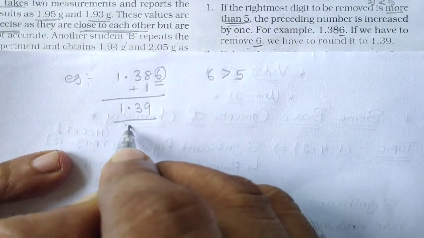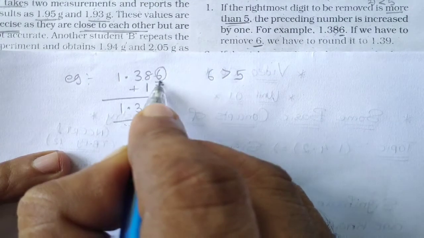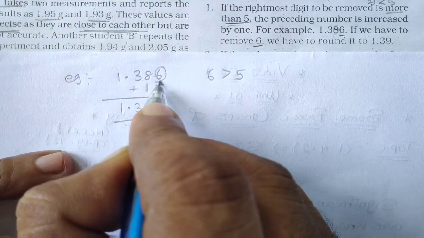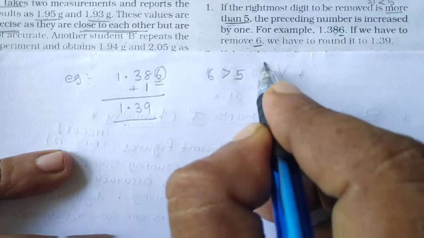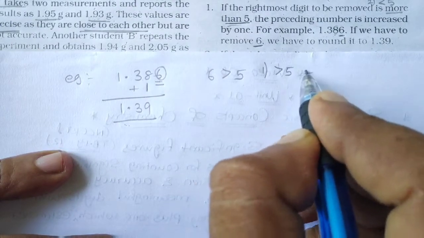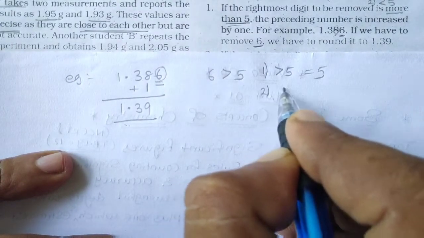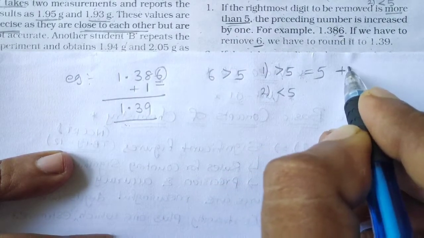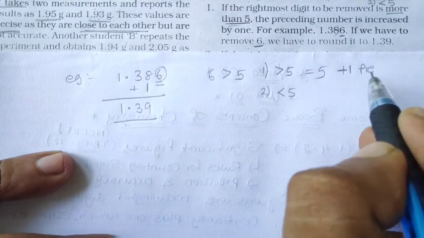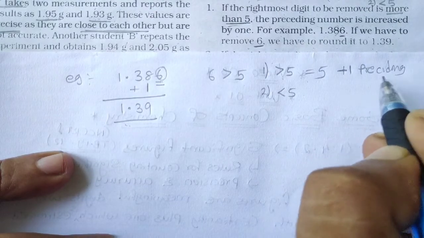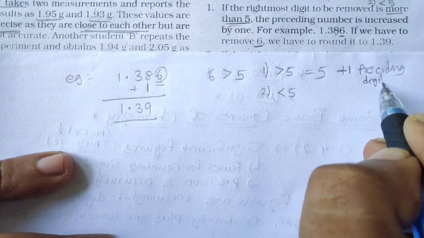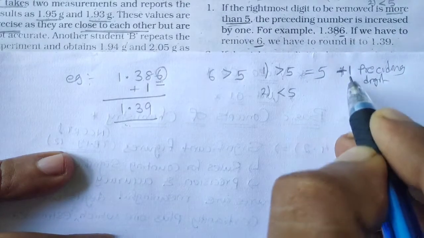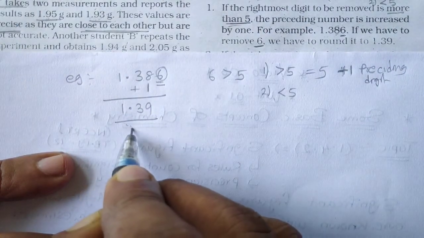So this is your rounding off, what we said, right? Whichever digit you have to remove, you have to see these two conditions. One, greater than 5 or equal to 5, and second, less than 5. If it is greater than 5 or equal to 5, add 1 to the preceding digit, the preceding number. You have to add 1 to it. So this is the part they have explained here.